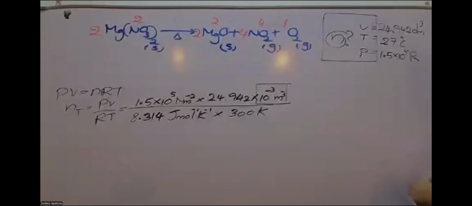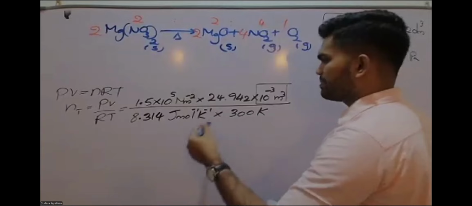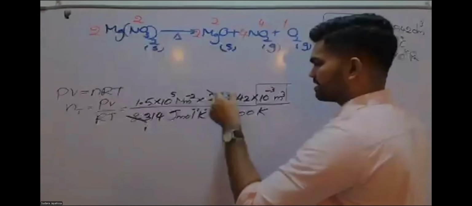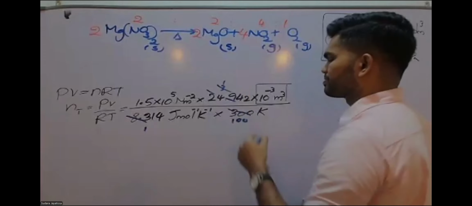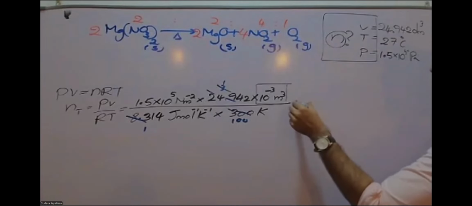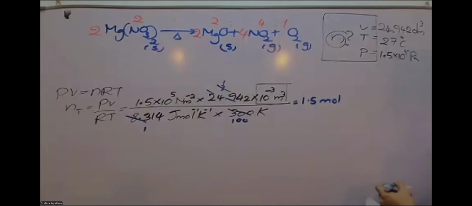So here you will see, I can cut it with the pencil. Don't cut it with the same pen. Here it is like 3 times, and you can cancel this 3 also. So it's finally going to give you 1.5 moles. That's the total number of moles.